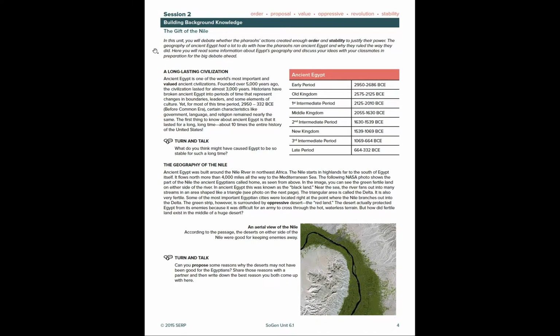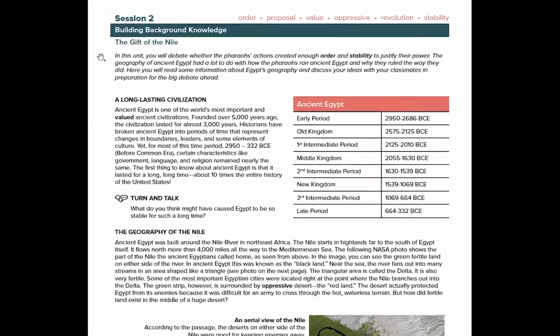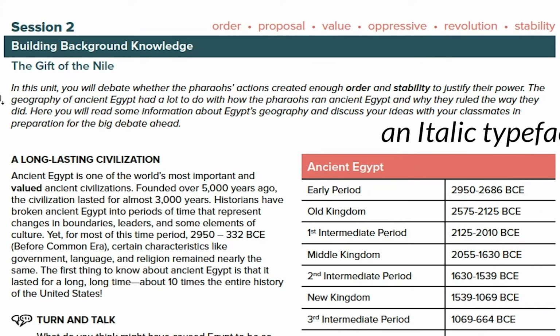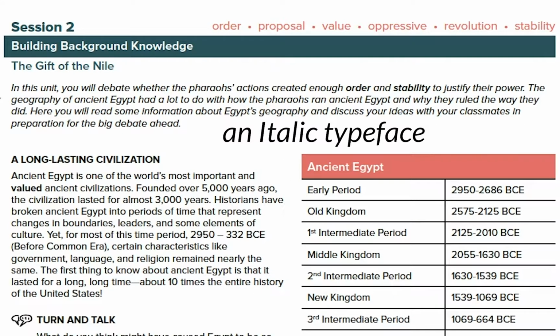So, for example, in this first opening paragraph, I'm looking at the gift of the Nile. You can see that the letters of the words are kind of thin and slanted. This is called an italic typeface. And the way it's being used in this textbook section is it's kind of like the text is whispering to you. I'll show you what I mean.